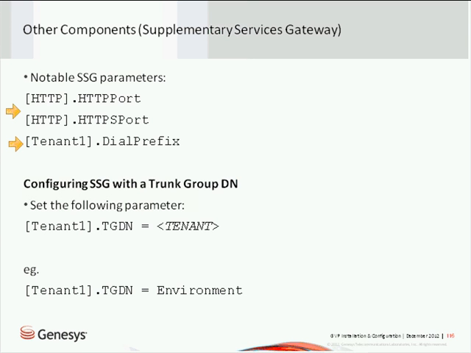One is trunk group DNs, which is fairly simple. Basically, you fill in the TGDN parameter with your tenant name. In this case, I'm using environment. If you're using a single tenant config server, then this would be resources. And if you happen to be using a tenant that's different than environment, then you fill in a different tenant name.